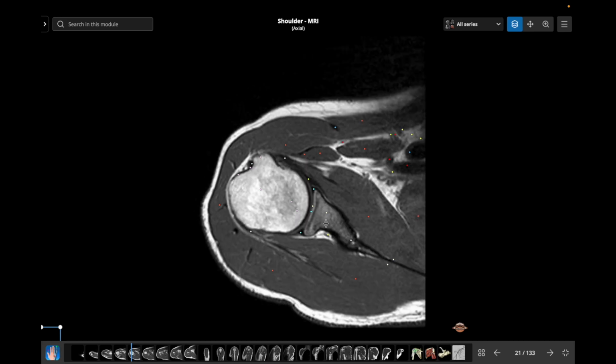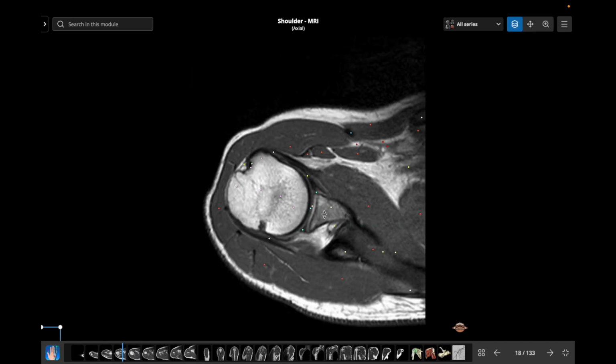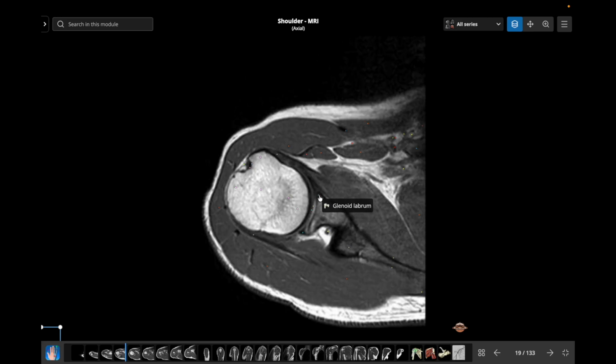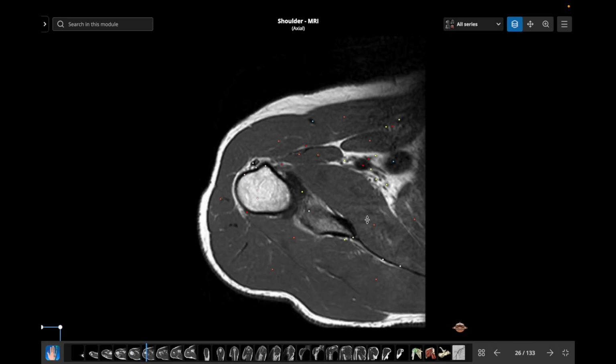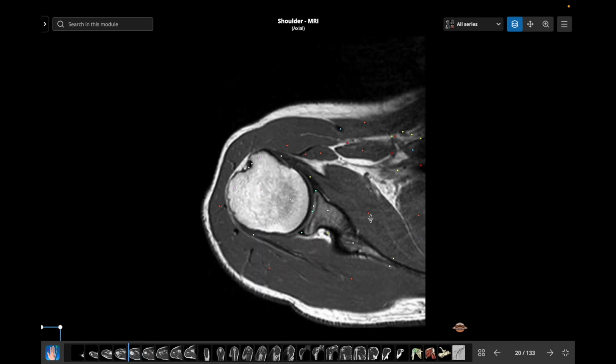Remember, the glenoid is made deeper by the glenoid labrum. So this is the anterior part of the glenoid labrum. This is the posterior part of the glenoid labrum. When people dislocate their shoulder, for example, this area can be injured, which is why it's clinically important.